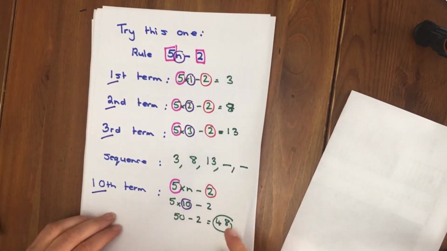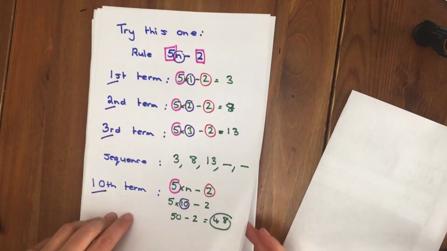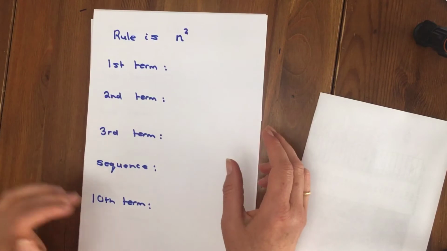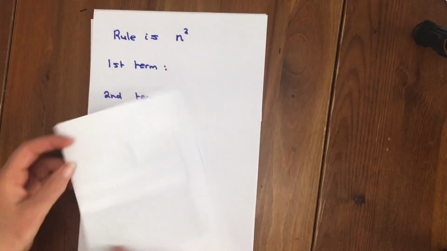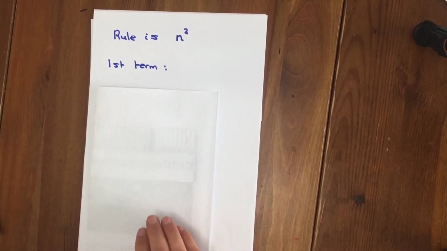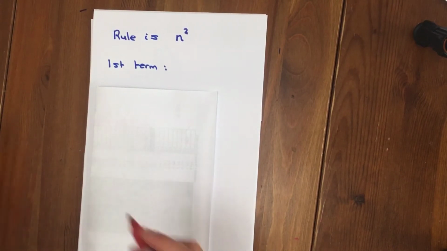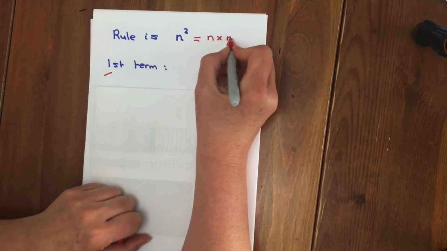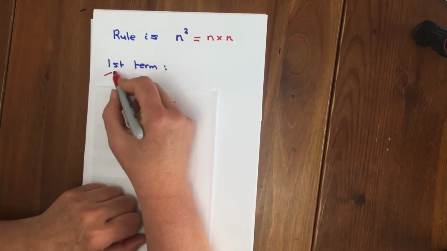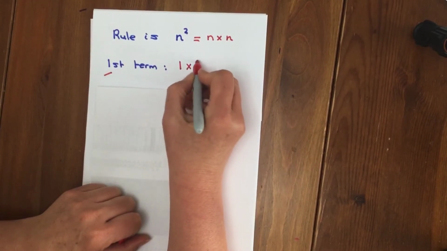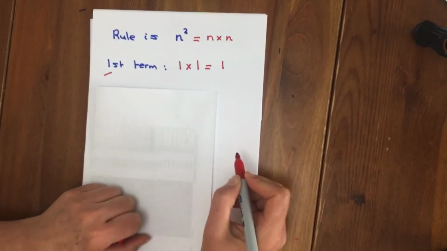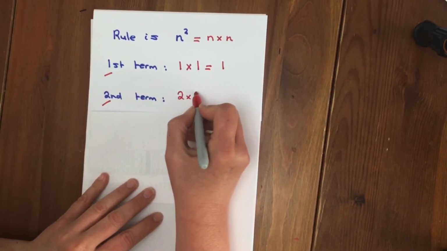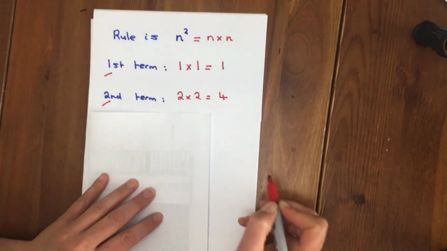Right, that is difficult, and well done for all the work you've done on that so far. Right, so let's look at an n squared sequence. So let's look at what the first term would be. So n squared, n is 1. Now what does n squared mean? Well, n squared means n times n. So if n is 1, I've got 1 squared, or 1 times 1. Okay, if n is 2, I've got 2 times 2, 2 squared, which is 4.